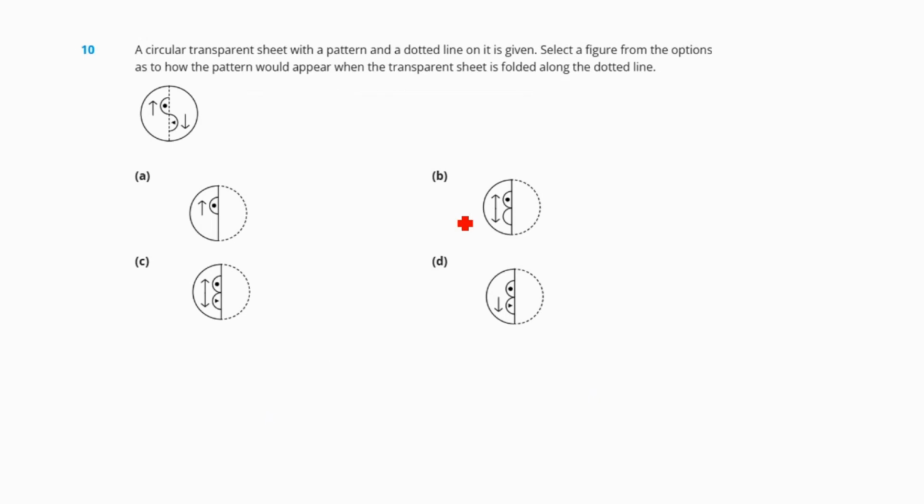Question number 10. A circular transparent sheet with a pattern and a dotted line on it is given. Select a figure from the options as to how the pattern would appear when the transparent sheet is folded along the dotted line. So here we can see if this is the folding condition, both the sides should be like this. Here should be the dot and here should be the inverted triangle. So our correct answer is option number C.